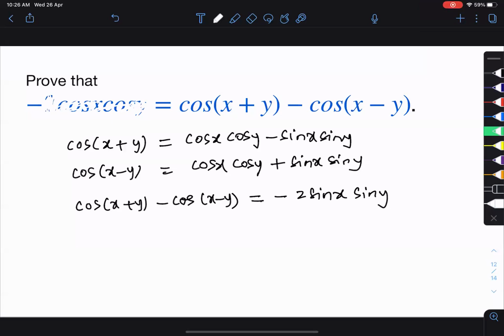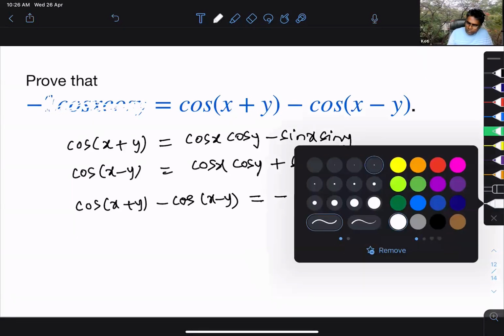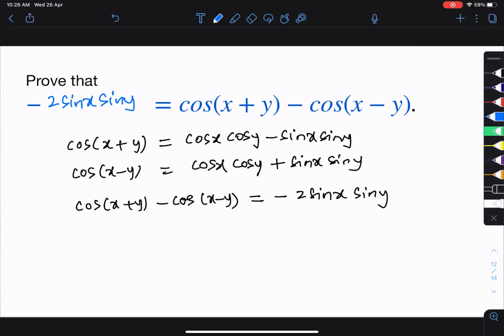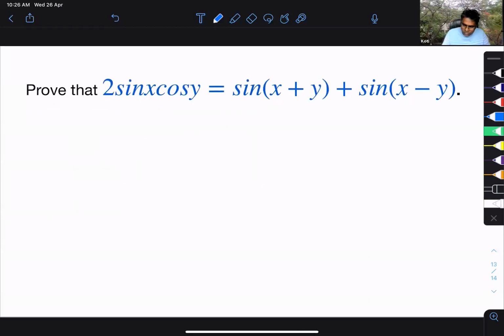Okay, I think I should use a thicker one. It's taking time. Okay, now it is better. So this should be minus 2 sin X into sin Y. Again, I need to work on my proofreading. But you understand, yes? Yeah, sir. Okay, so let's move on.